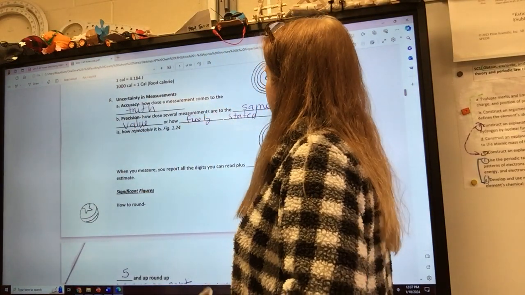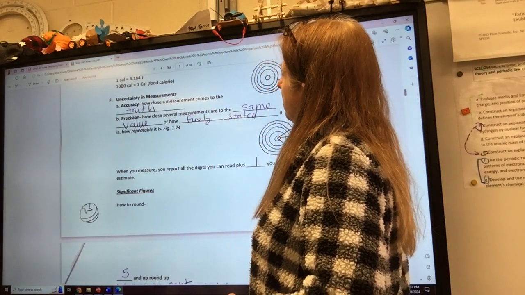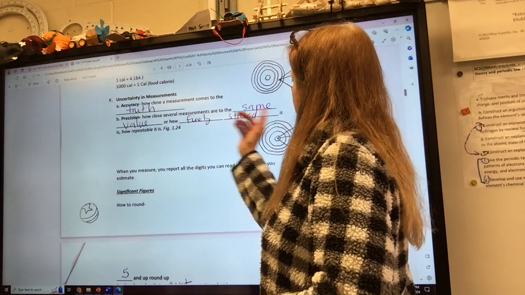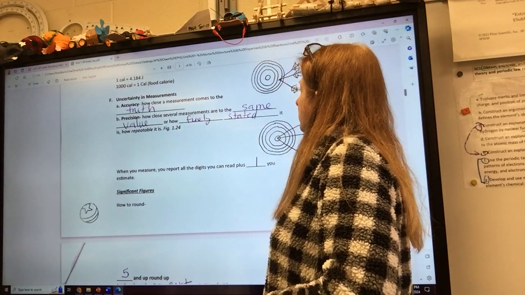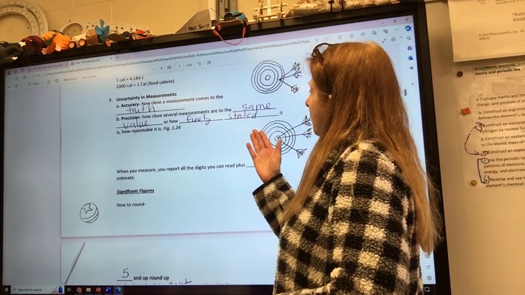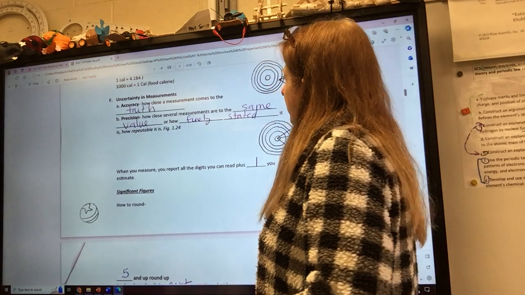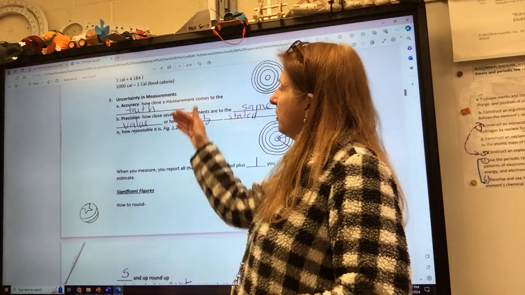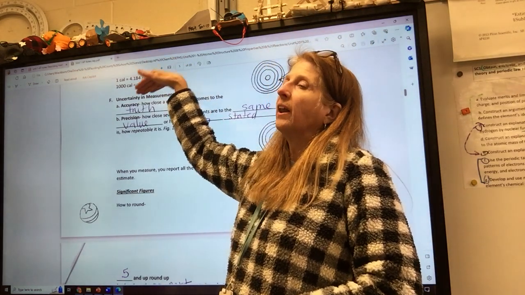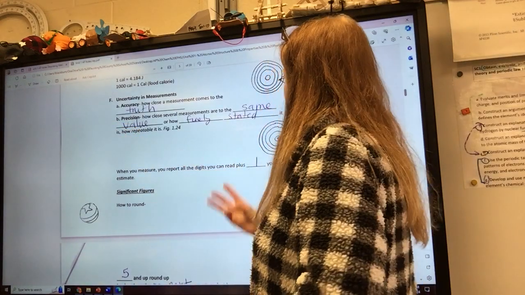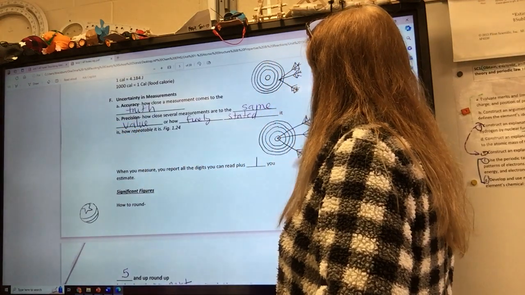Okay, so we ended talking about uncertainty in measurements. Accuracy is how close something comes to the truth. Precision is how close several measurements are to the same value, or how finely stated it is, or how repeatable it is. So precision has a lot of things, and we usually don't know if we're accurate or not, so we just try to be precise. We try to have it repeatable, finely stated, the same value.